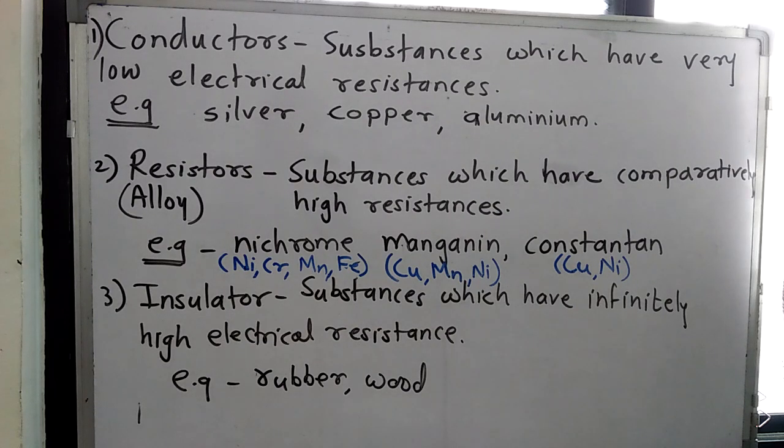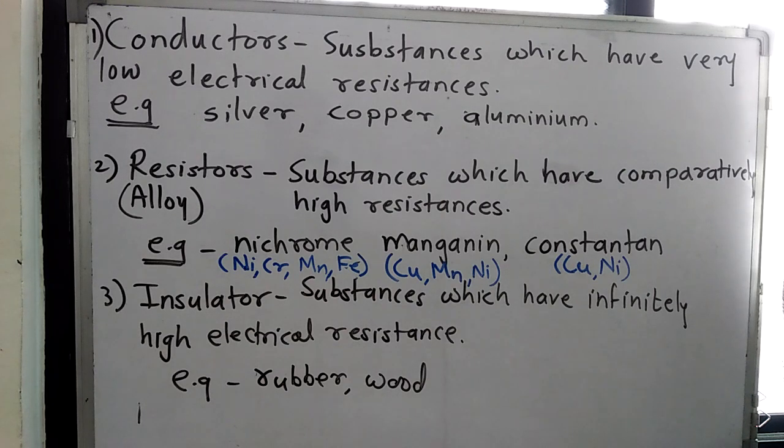Now resistors are the substances which have comparatively high resistance. As compared to conductors, they have more resistance. So substances which have comparatively high resistance are called resistors. Now these resistors are actually alloys. Many metals and non-metals are mixed together to form an alloy. So here we have given 3 examples of alloys and their constituents. The 3 alloys, or we can say resistors, are nichrome, manganin and constantan.